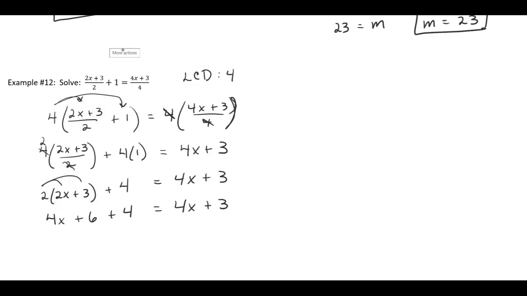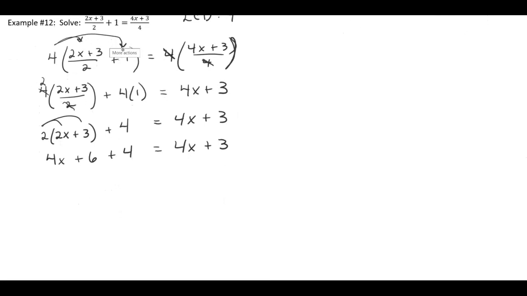I have a sneaking suspicion about this. Okay, so on the left, I get 4x plus 10, and on the right, I get 4x plus 3. Okay. That should tell you something. This is not going to be a conditional equation. This is going to be a contradiction. 4x plus 10 can't equal 4x plus 3. So this is a contradiction. I'm going to write it out here. Contradiction. So we know that the solution is going to be the empty set.